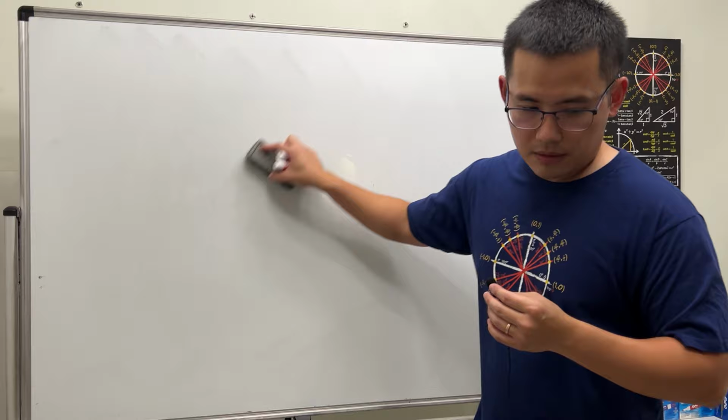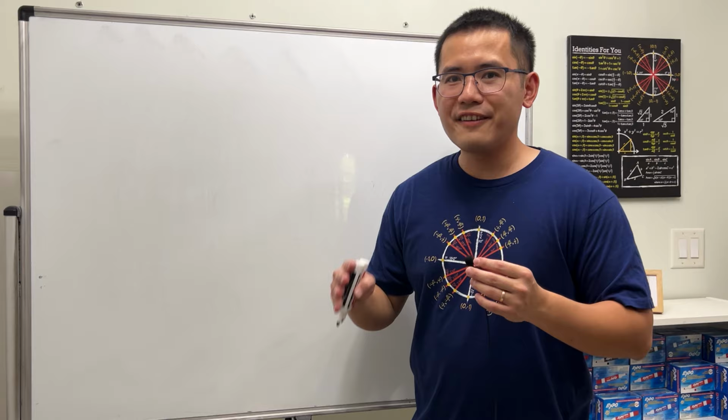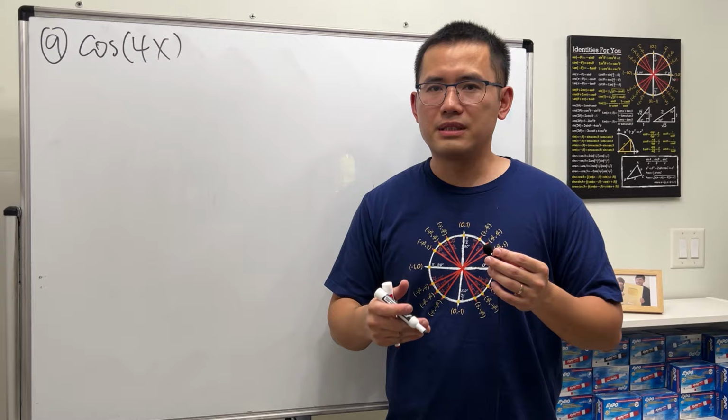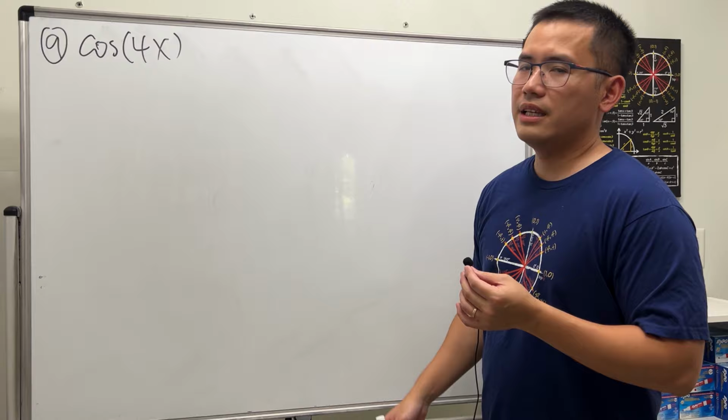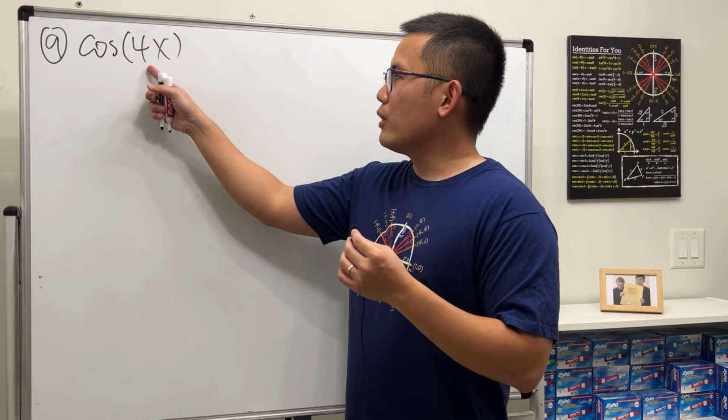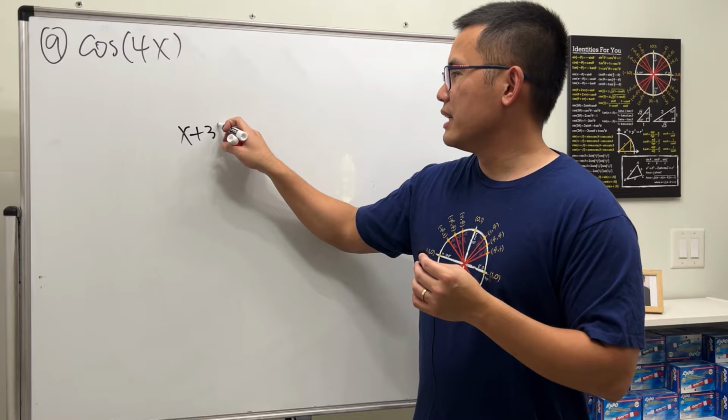Next one, cosine 4x. Number 9, we have cosine of 4x. And you might be wondering, can we just break it down as x plus 3x? Yes, and you can try that. Or I prefer to do it this way because I can practice the double angle identity with you guys. And also, if we didn't do the previous question, and if you are trying to do x plus 3x, then we'll be stuck right here, right? So I will not do that.